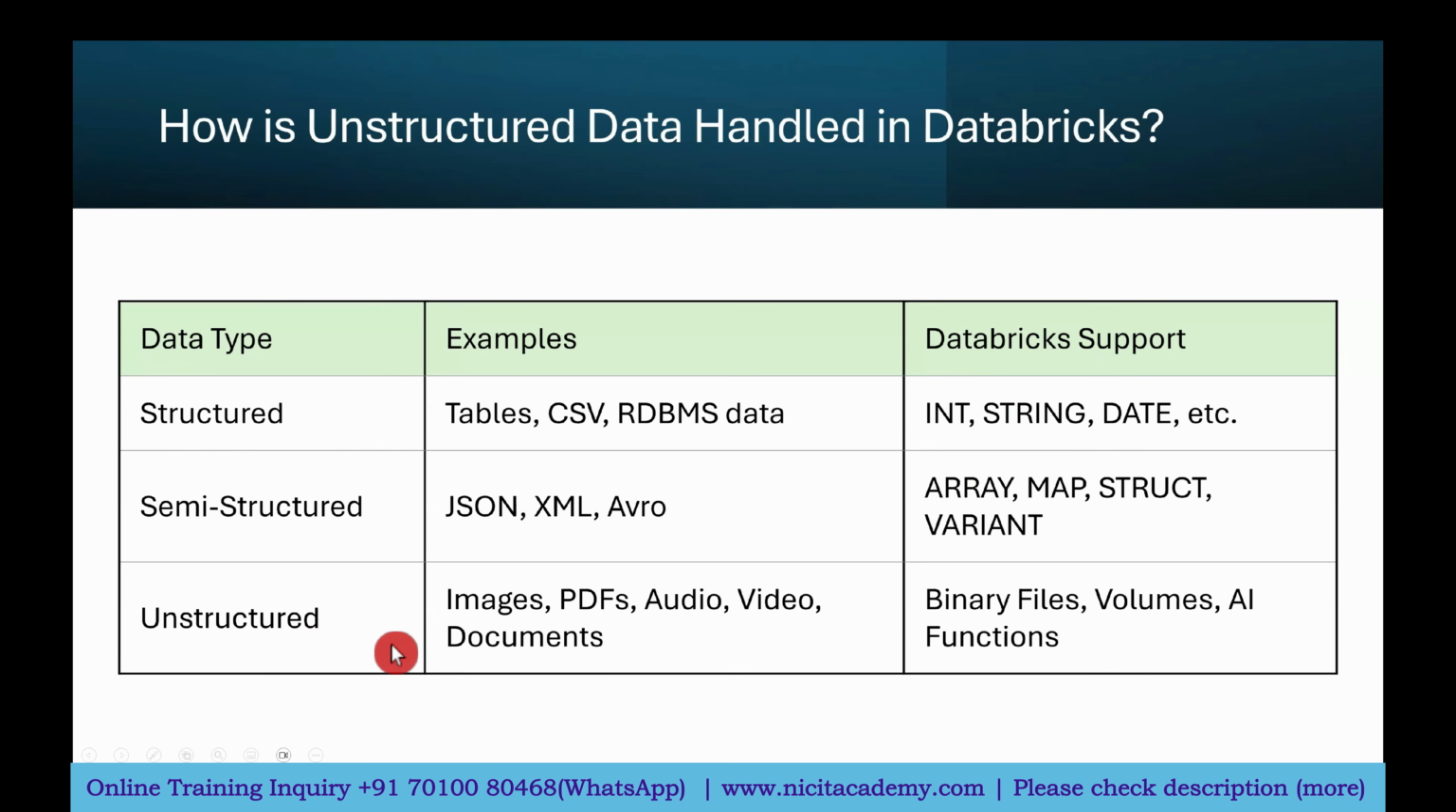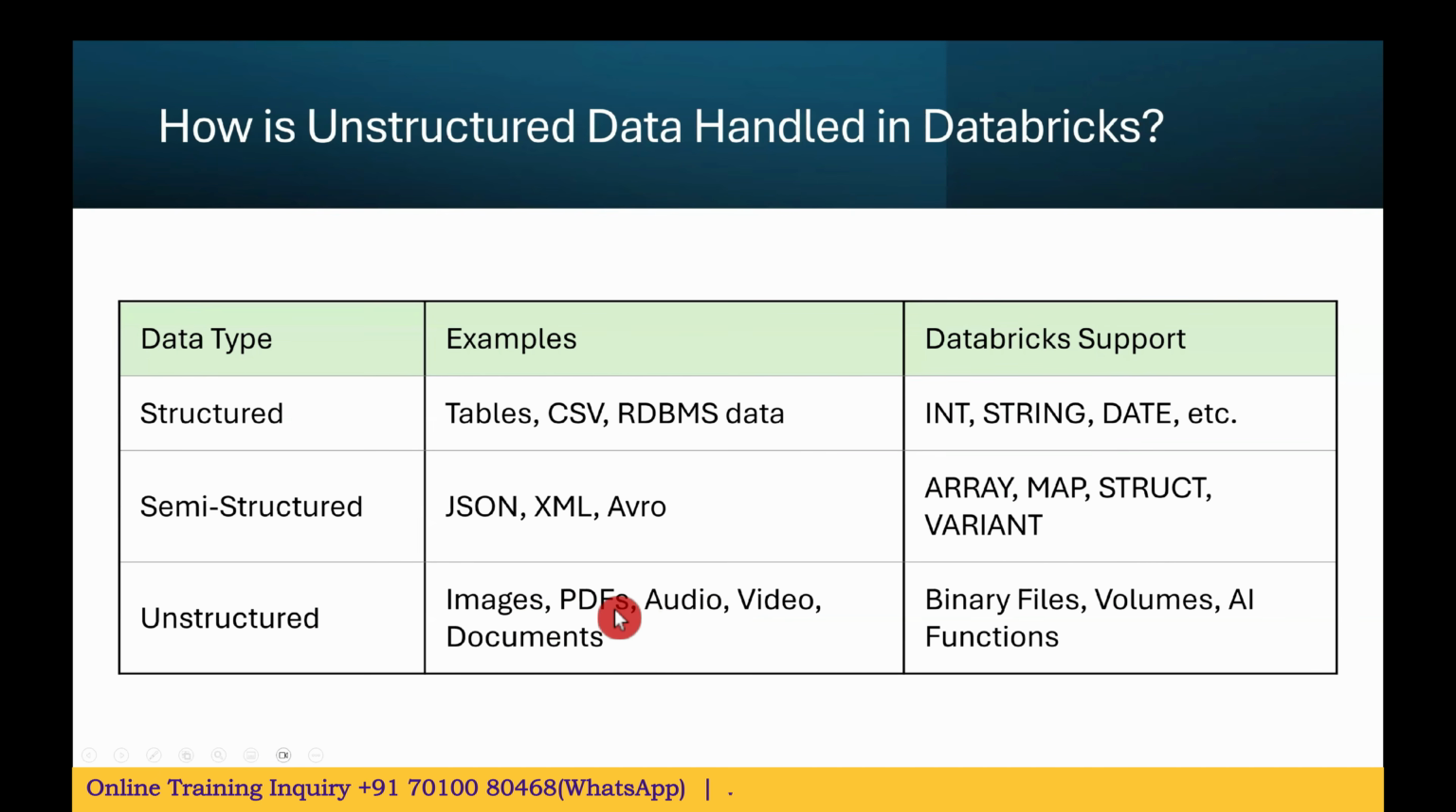And here unstructured, so we can do it with images, PDF, audio, video, documents, everything. That's whatever social media content we are getting, mostly these types only, right? Unstructured: images, PDFs, audio files, video files, documents, and everything. To handle it, we'll use binary files, so binary format. And if it is an AI one, we'll use AI functions to handle it.